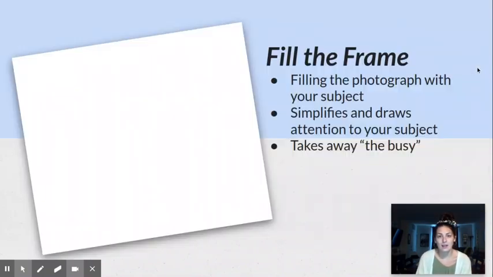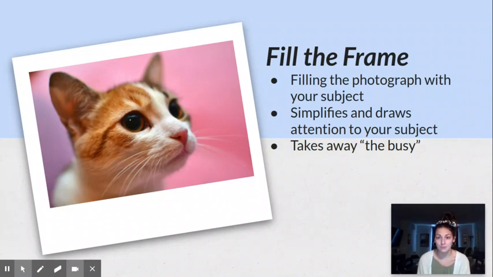All right, and we have fill the frame. Fill the frame is filling the photograph with your subject. So the whole picture, it's kind of like a close-up. This simplifies and draws attention to your subject, and it takes away anything busy in the photograph. So this person wanted to photograph their cat. They didn't want anything else distracting the viewer from their cat, so they filled the frame with the cat.